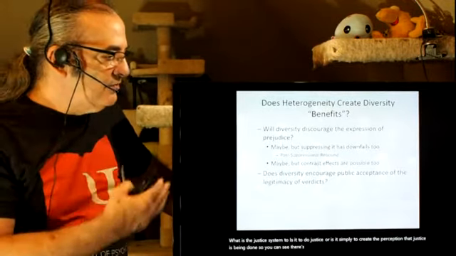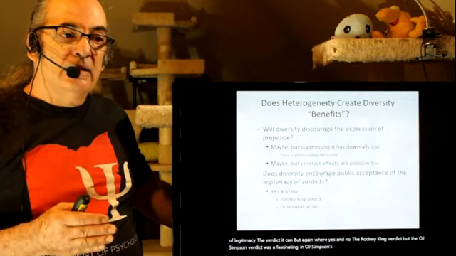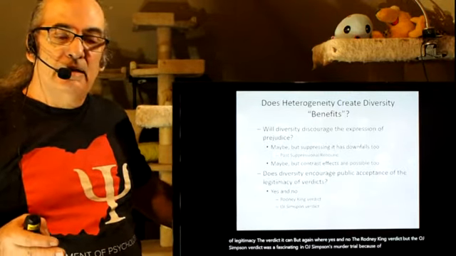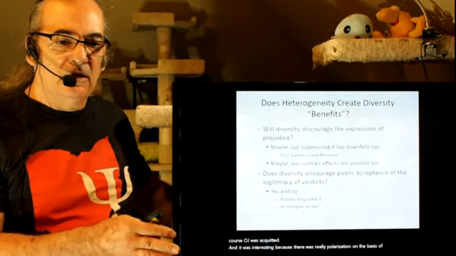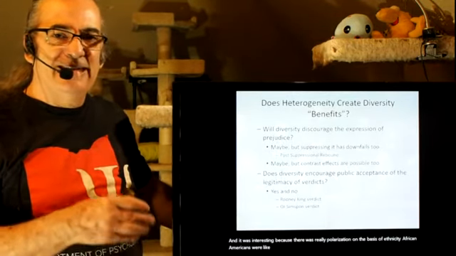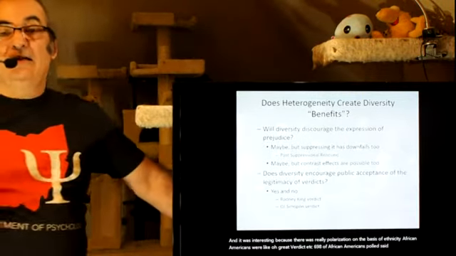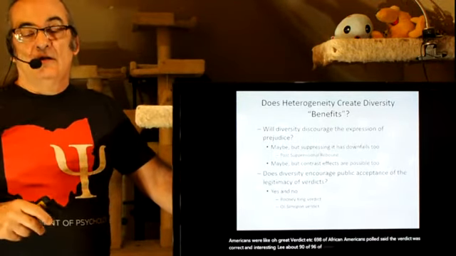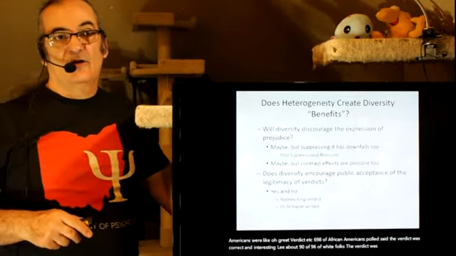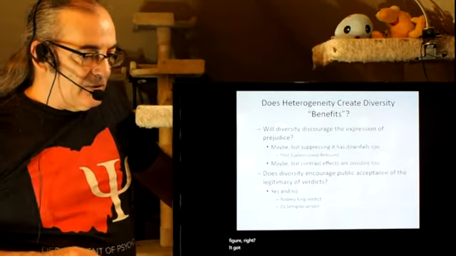But the O.J. Simpson verdict was fascinating. In O.J. Simpson's murder trial, of course, O.J. was acquitted. And it was interesting because there was really polarization on the basis of ethnicity. African Americans were like, oh, great verdict, etc. Like 98% of African Americans polled said the verdict was correct. And interestingly, about 96% of white folks said, no, the verdict was incorrect. So go figure, right? You got to take it on a case-by-case basis.